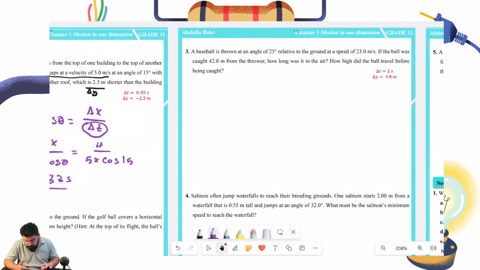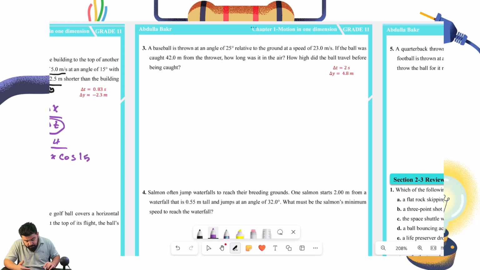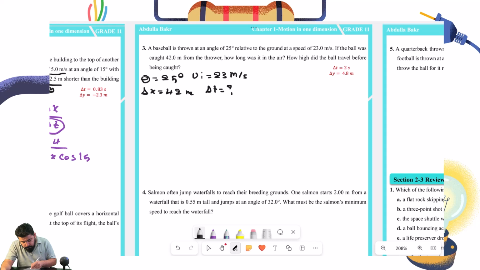Question 2, this is for you. Question 3, it says a baseball is thrown at an angle of 25, so theta is equal to 25 degrees to the ground at a speed of 23 meters per second. V initial is equal to 23 meters per second. If the ball was caught 42 meters from the thrower, okay, so this is delta x, which is equal to 42 meters. How long was it in the air? So delta t is equal to what? How high did the ball travel before being caught? So delta y is equal to what?